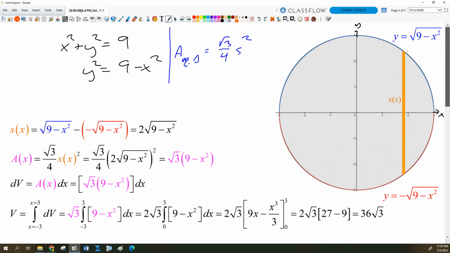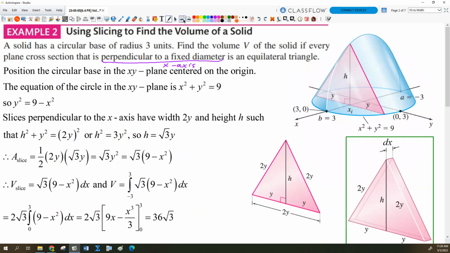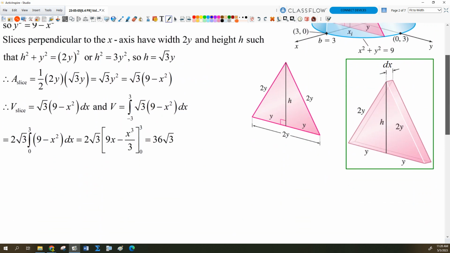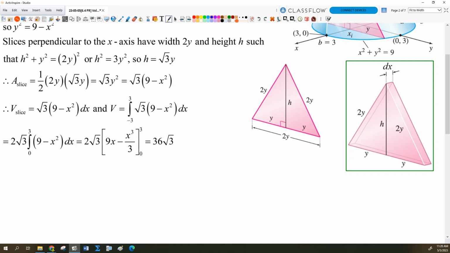What is the volume of a slice going to be then? Well, the volume of a slice is just going to be the cross-sectional area times dx. Everybody see that? Okay, and then we're just going to add all those up.